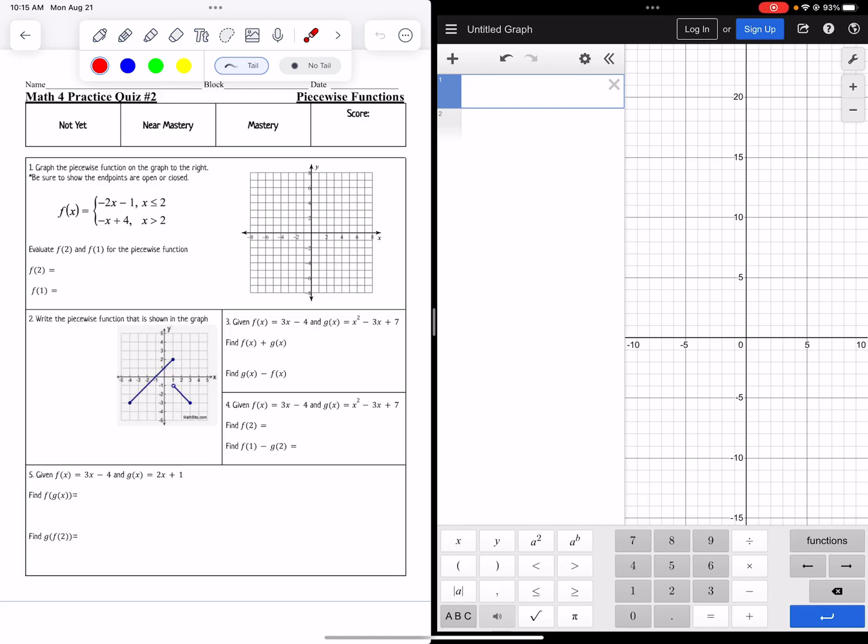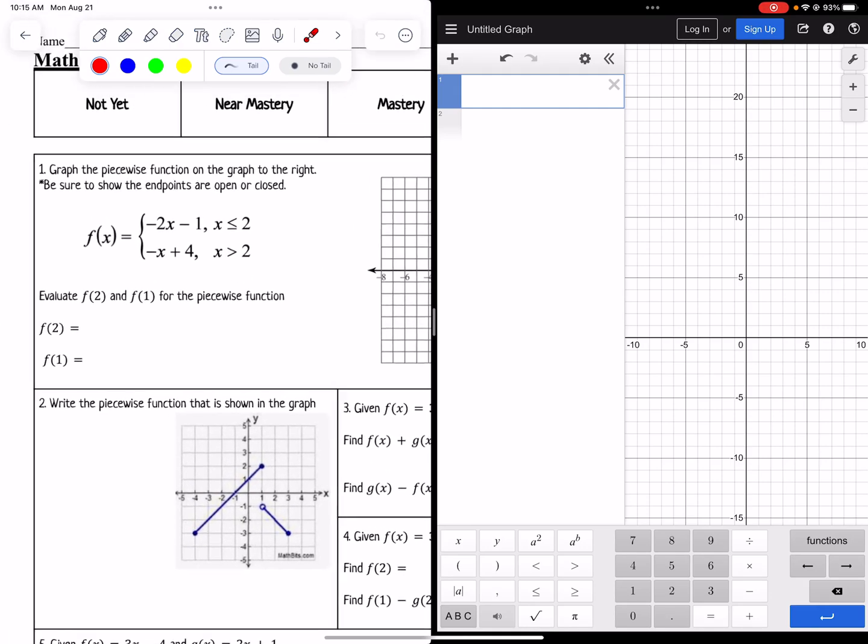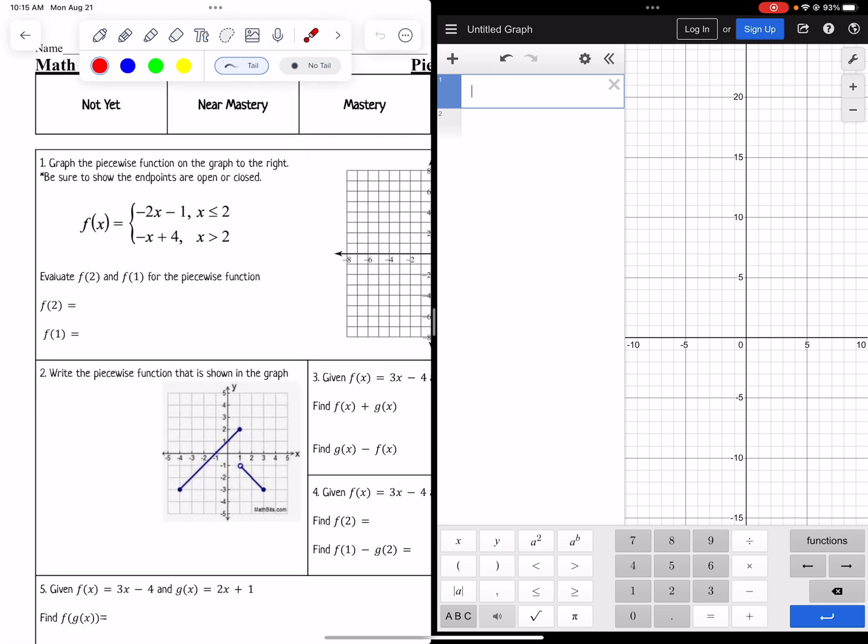This is practice quiz number 2. I'm going to show you how to graph number 1, the piecewise function, and then we're going to evaluate it for f of 2 and f of 1.